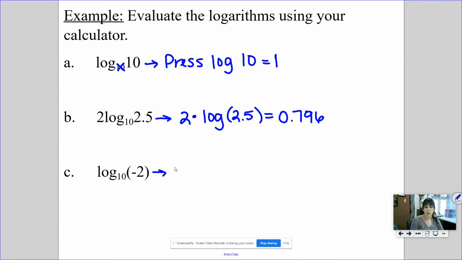What happens down here? If I type in log of -2, what happens? You should be getting something that's like either error or undefined. I can't remember the way it's written on your calculator, but it doesn't work. Let's think about why for a second.